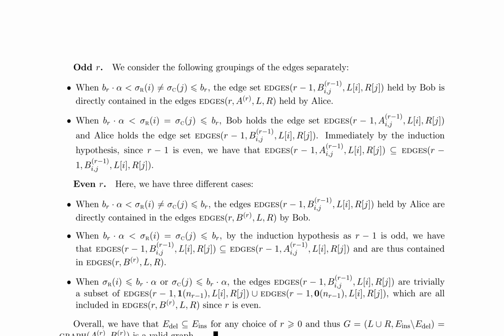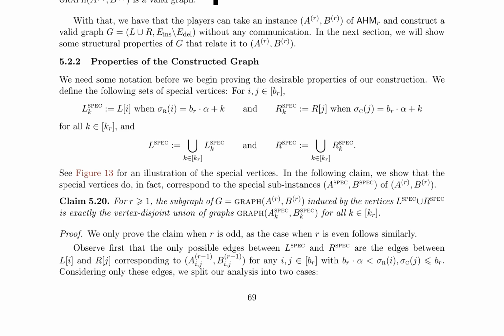For even R, we have three different cases. When B_r-alpha < σ(R,I) = σ(C,J) ≤ B_r, the edges held by Alice are directly contained in the edges held by Bob. When B_r-alpha < σ(R,I) = σ(C,J) ≤ B_r, by the induction hypothesis as R-1 is odd, we have that the edges held by Alice are a subset of the edges held by Bob. When σ(R,I) ≤ B_r-alpha or σ(C,J) ≤ B_r-alpha, the edges held by Alice are trivially a subset of the edges held by Bob.